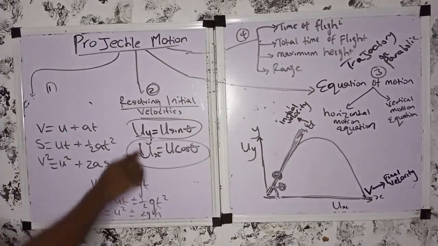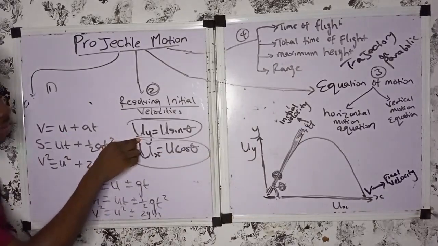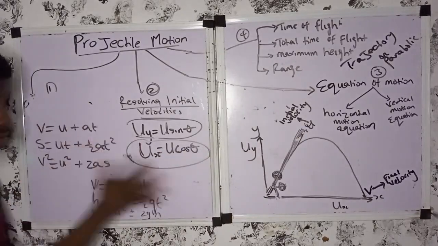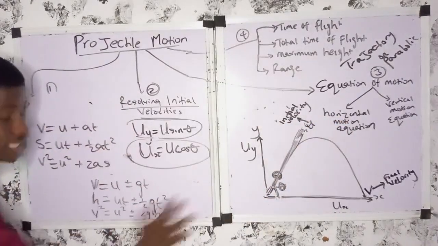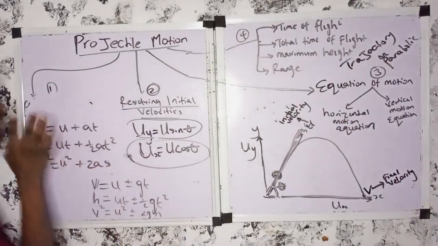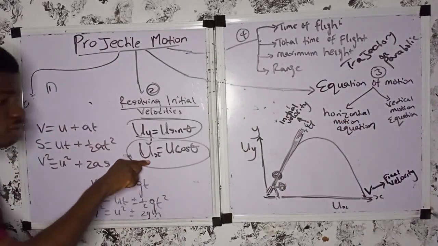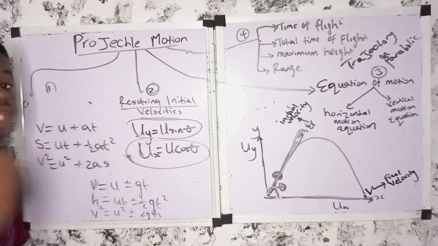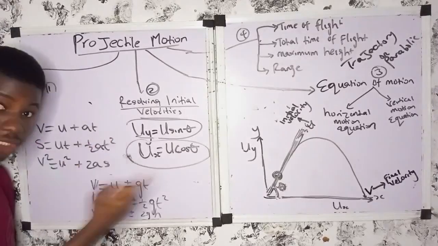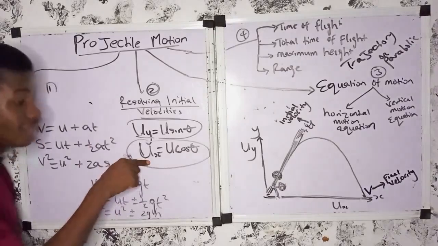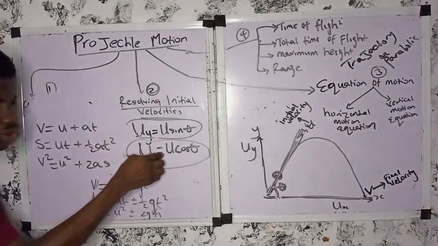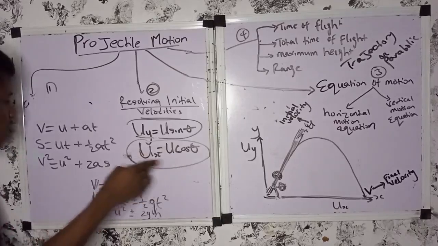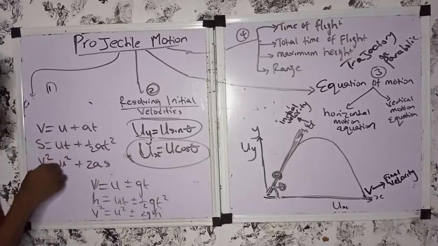Now, remember, I told you guys that. Let me start with the horizontal now. We are starting with the horizontal motion equation, right? This is the horizontal motion equation, but this one is the vertical motion equation. Now, remember, the initial horizontal velocity, which is ux, is equal to u cos theta, right? Now, what are these u's?